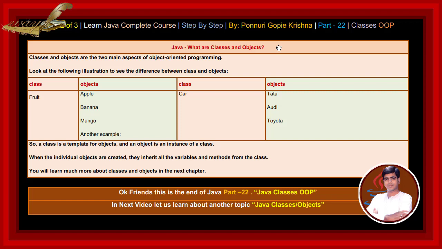When the individual objects are created, they inherit all the variables and methods from the class. You will learn much more about classes and objects in the next chapter. Okay friends, this is the end of Java part 22, Java classes OOP. In the next video let us learn about another topic, Java classes and objects.